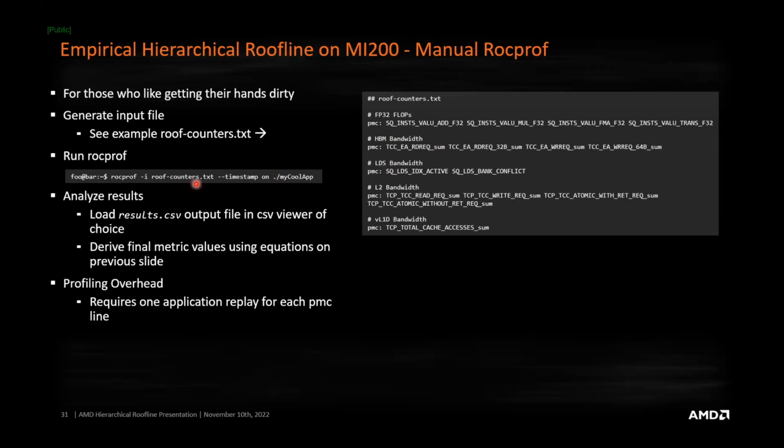Once you have that input file, you're just going to pass it to ROCprof. You're going to do ROCprof, pass in your input file, turn your timestamps on so you have runtime timestamps for all your kernels, and then the executable for your application, and ROCprof will do all the collection for you. The output will be this results.csv file. So again, you have to manually go through that CSV file, parse all the data, perform all those equations to get the final results. But I don't recommend any of that. That's just to show you the baseline if you want to get your hands dirty. Essentially what OmniPerf is doing behind the scenes for you.